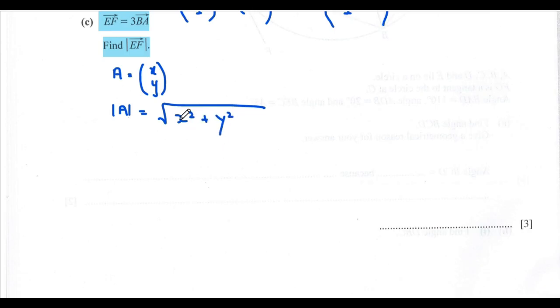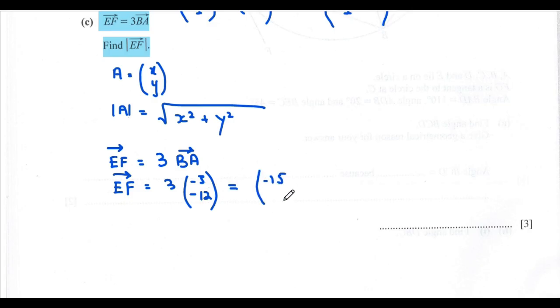Now EF vector is equal to 3 times BA vector. Find the magnitude of EF. To get the magnitude of any vector, the formula is you take a square root, and then you take the square of the x component and the square of the y component. So to find the magnitude of EF vector, let us first find the EF vector, then we'll apply the formula. So EF is equal to 3 times BA vector. I'll put the value of BA vector over here. So it's 3 times -5 and -12. Now 3 times -5 would be -15 and 3 times -12 would be -36. So this is EF vector.